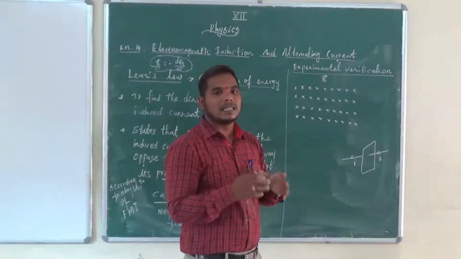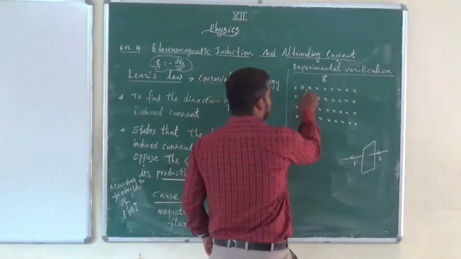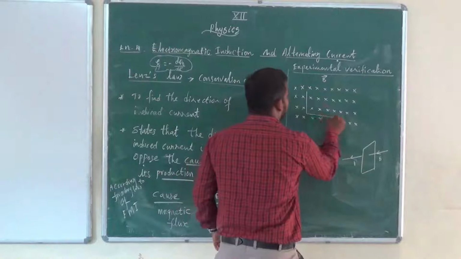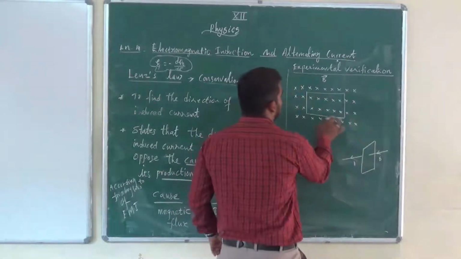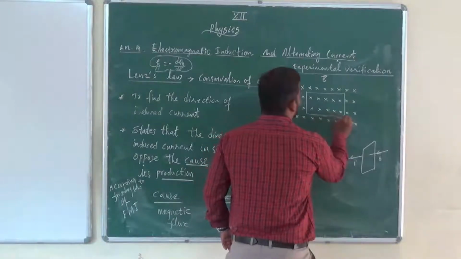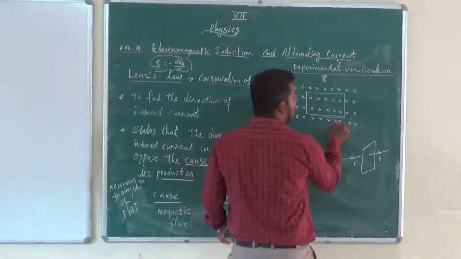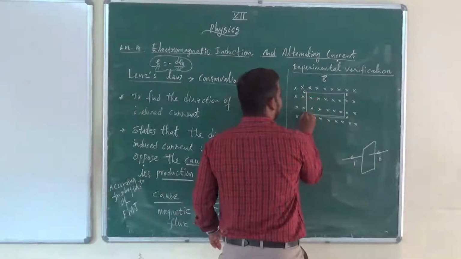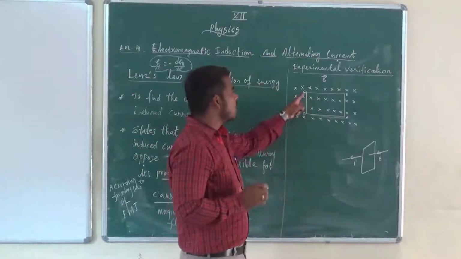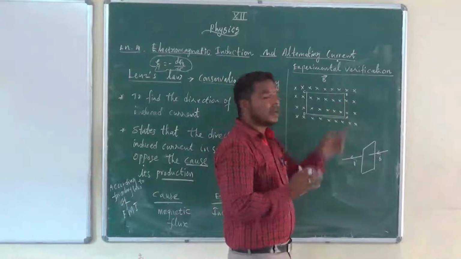Next, I will take a small rectangular loop. The rectangular loop has two arms, one is AB, another one is CD. Here the arm CD is fixed, that is not movable, but the arm AB is movable.